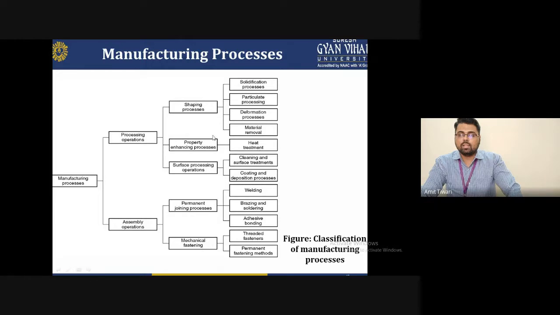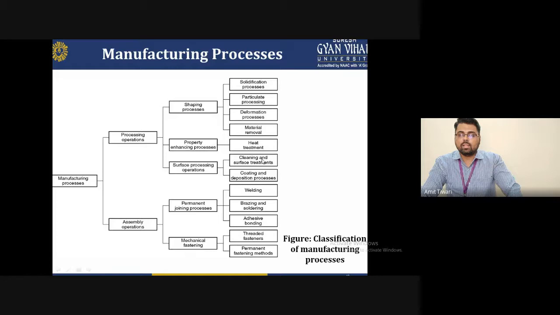So in each and every process, you can see the shaping process has four different types of subparts: solidification processing, particulate processing, deformation processing, and metal removal are under the category of shaping process. And property enhancing processes are under the category of how to improve the property, that is, heat treatment, which increases the property of a material, and the surface quality.